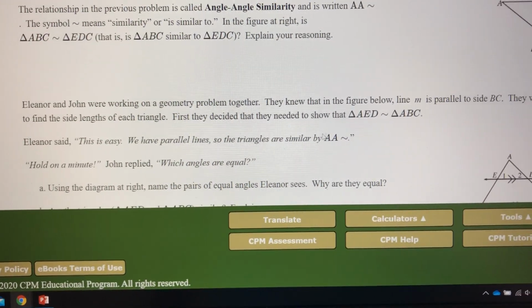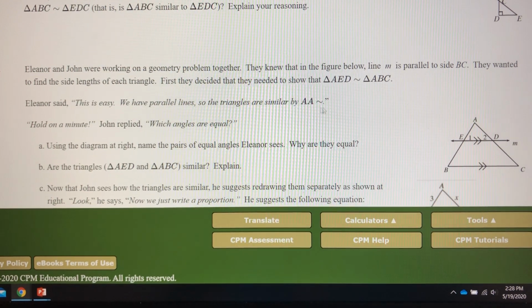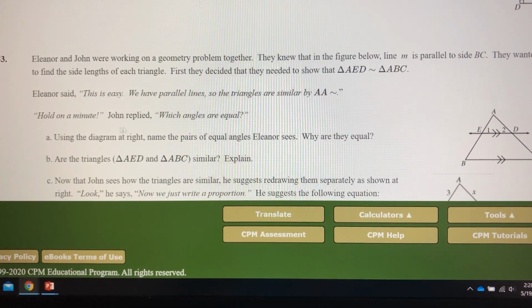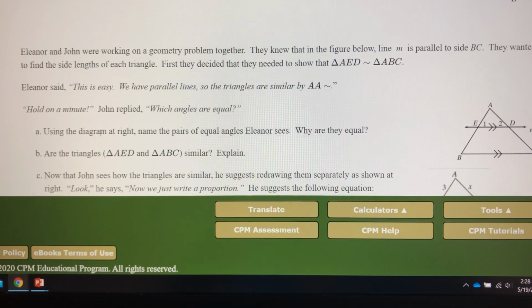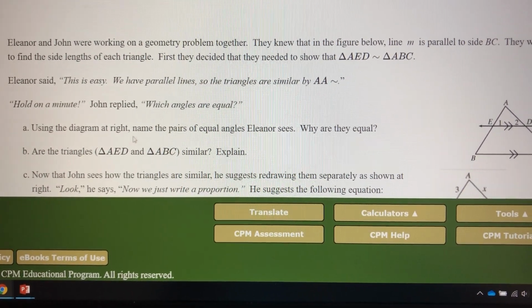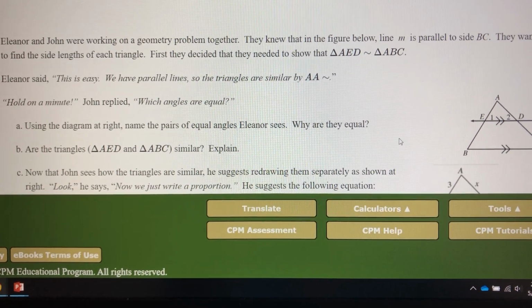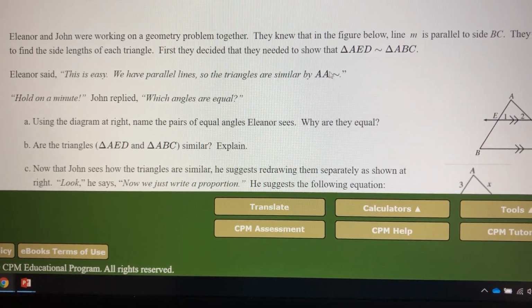Eleanor said, that's easy, we have parallel lines. So the triangles are similar by angle-angle similarity. Hold on a minute, John replied, which angles are equal? Part A: using the diagram at right, name the pairs of equal angles Eleanor sees. Why are they equal? She says we have parallel lines.